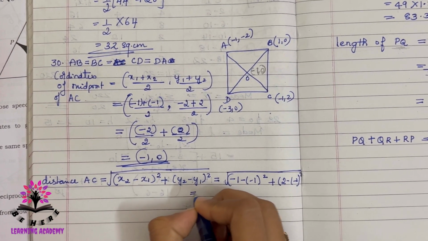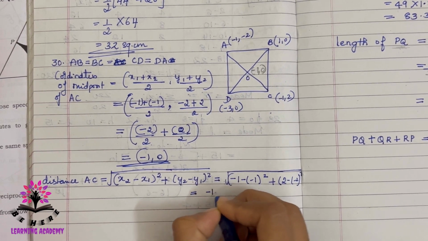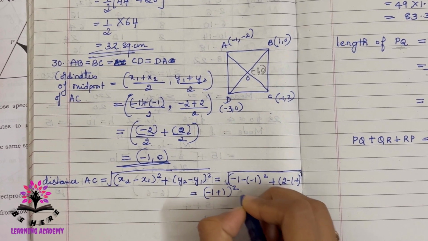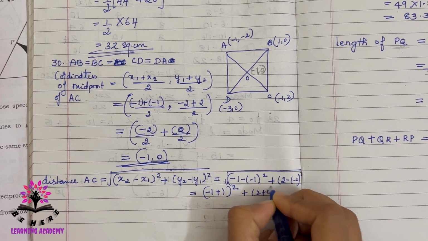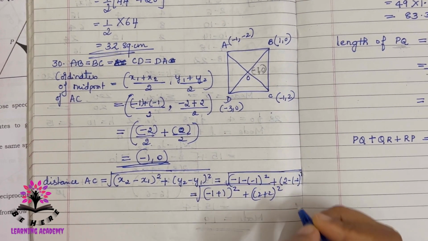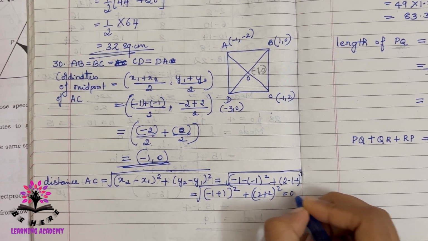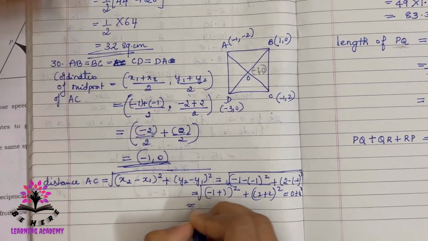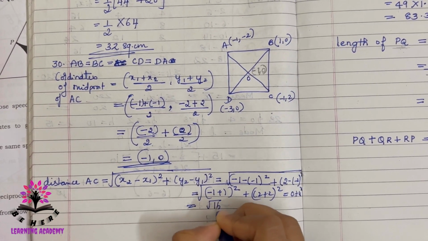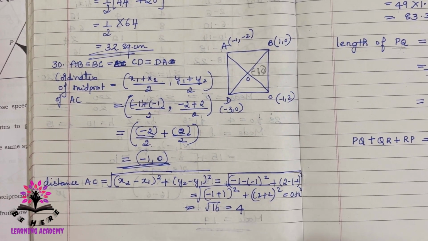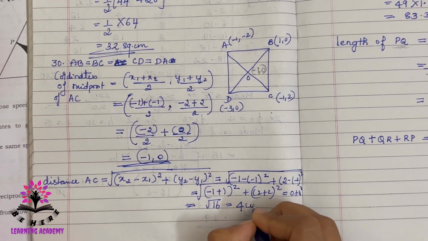So that will be equal to the square root of (minus 1 plus 1) whole square plus 2 whole square. So that is equal to 0 plus 4 square. You will get the answer as root of 16, that is nothing but 4 units.